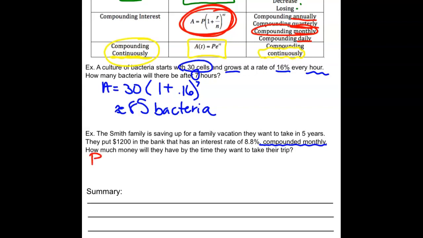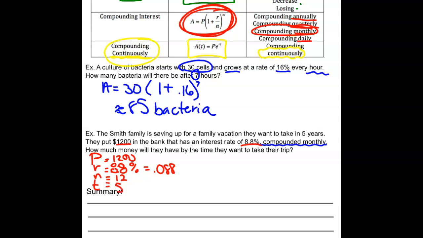So we need P, R, N, and T. Our principal, we started with $1,200. Our interest rate was 8.8%. So again, converting that to a decimal would be 0.088. It's compounded monthly. Monthly, there's 12 months in a year, so our N value is going to be 12 times each year. And they said they wanted to take the vacation 5 years from now, so time would be 5.